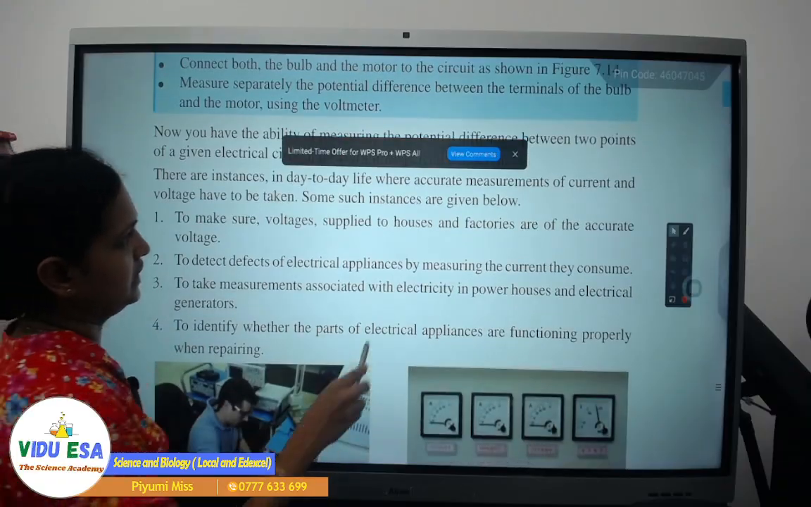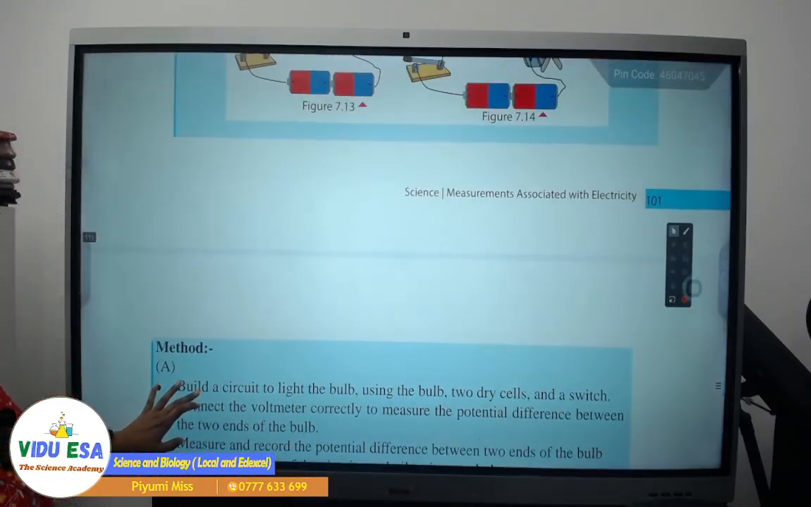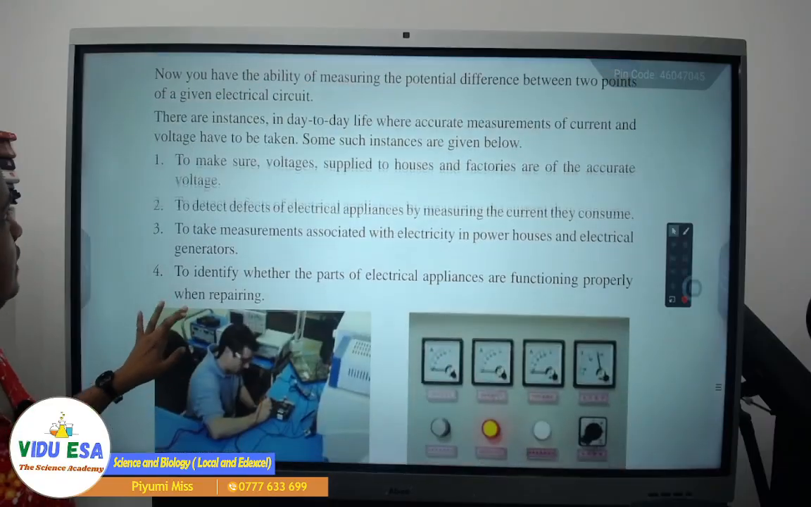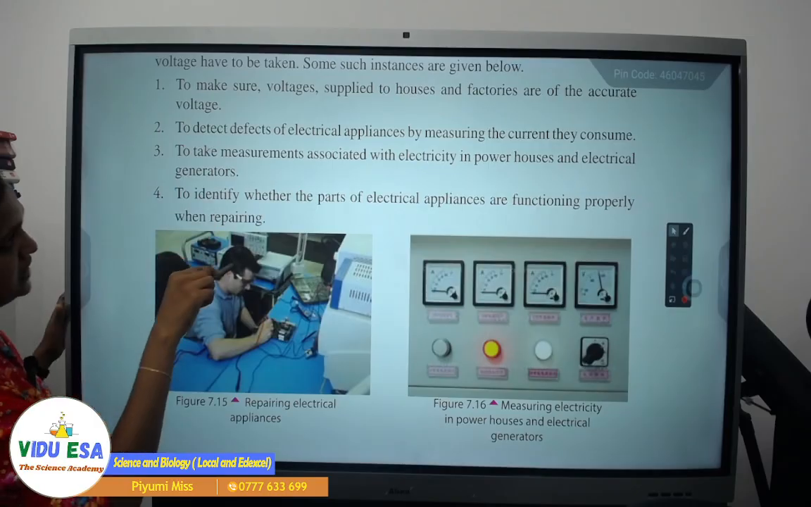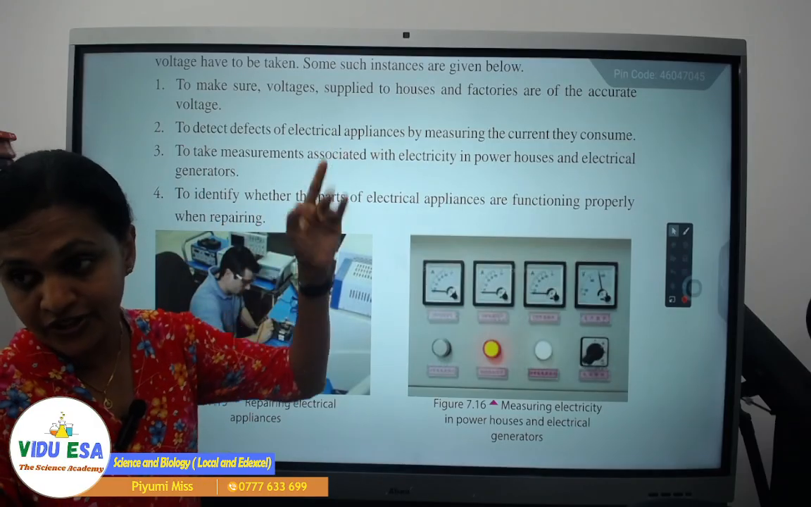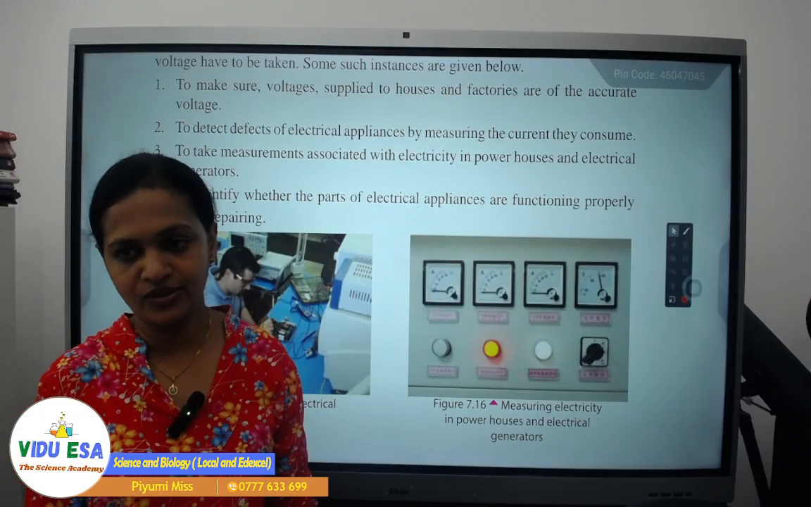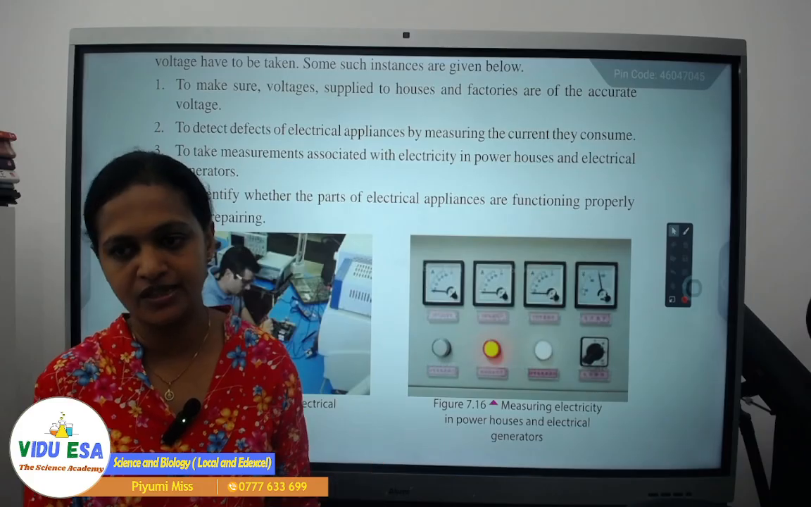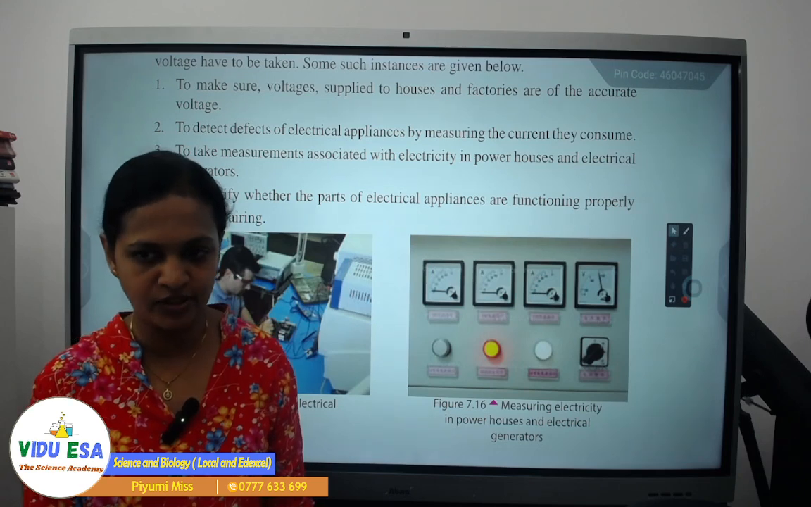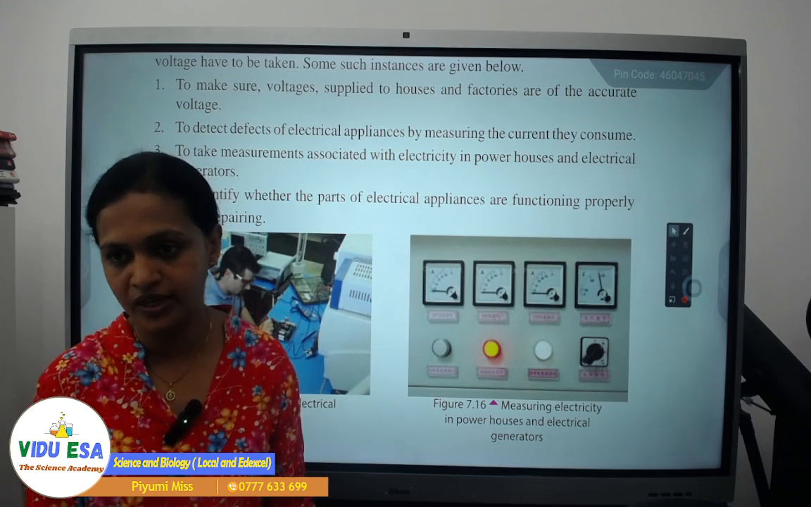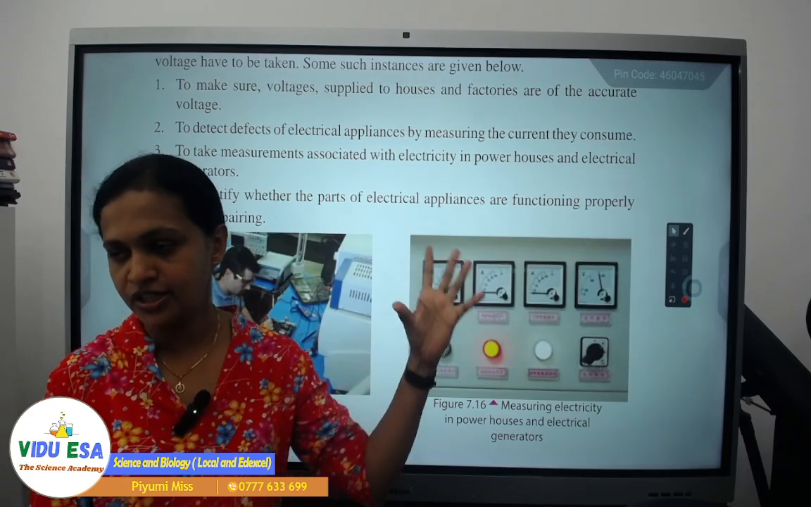What is the page number? This is page number 112, right? So to make sure voltages supplied to houses and factories are of the accurate voltage. I told you in Sri Lanka for houses we receive a voltage of 230 volts. For factories it would be greater than that, like 400 volts, right? So that accurate voltage should be provided.